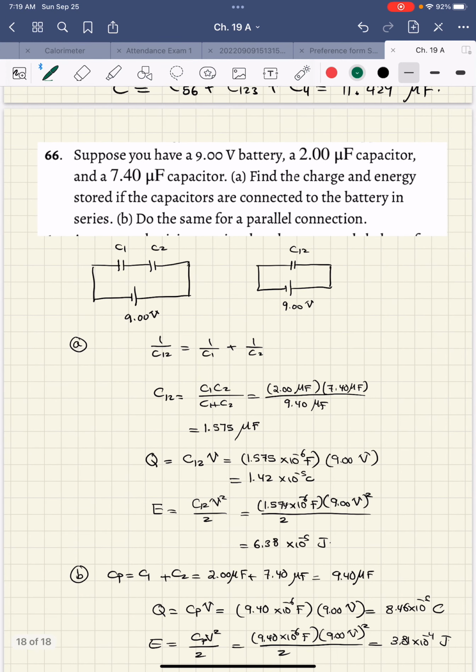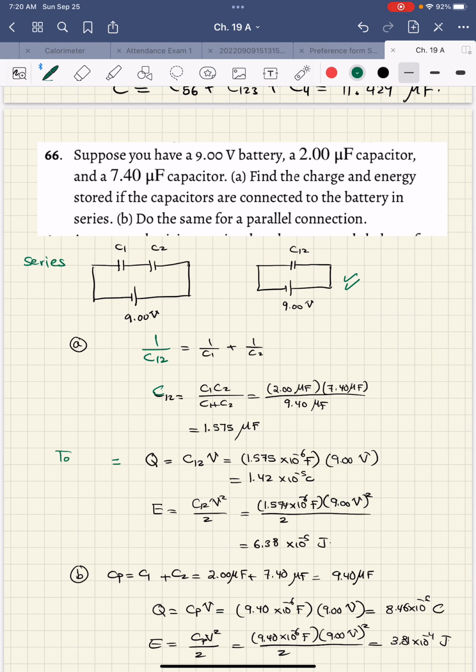Then I'm going to do first, this is the series connection. Then I will say first I need to find the equivalent capacitance, which is 1 over C12 equals 1 over C1 plus 1 over C2. And then C12 is C1 C2 over C1 plus C2. And that is 1.575 microfarad.